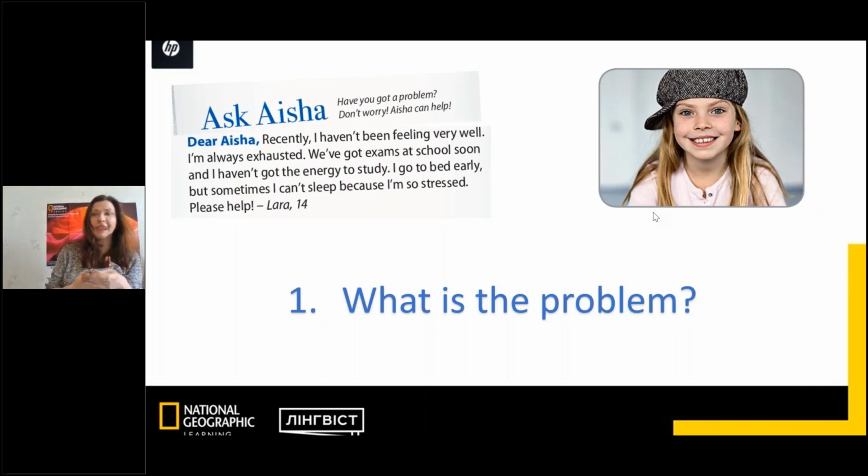Yeah, so I will turn on the audio so you can read. Dear Aisha, recently I haven't been feeling very well. I'm always exhausted. We've got exams at school soon and I haven't got the energy to study. Sometimes I can't sleep because I'm so stressed. Please help. Lara, 14.